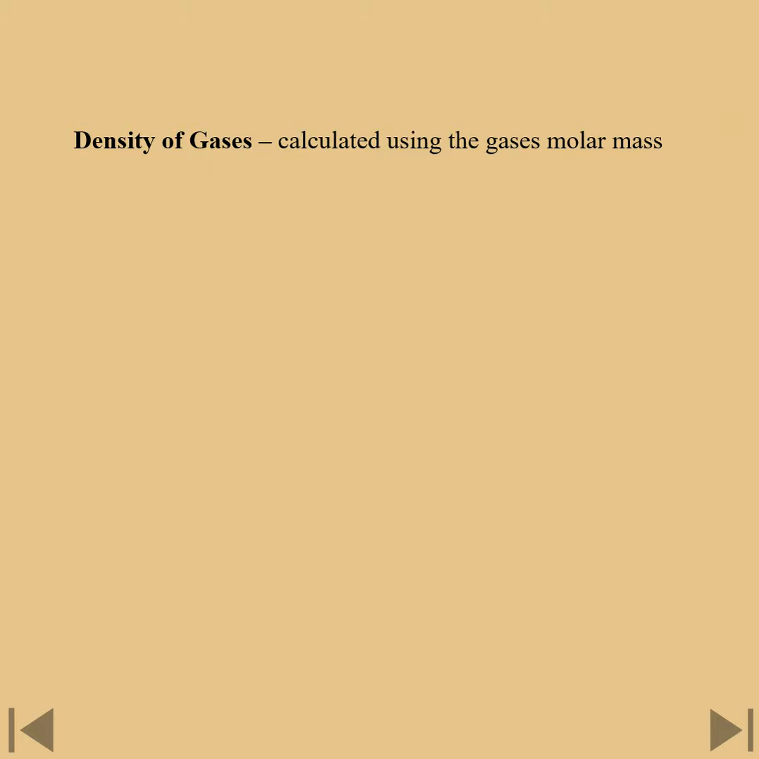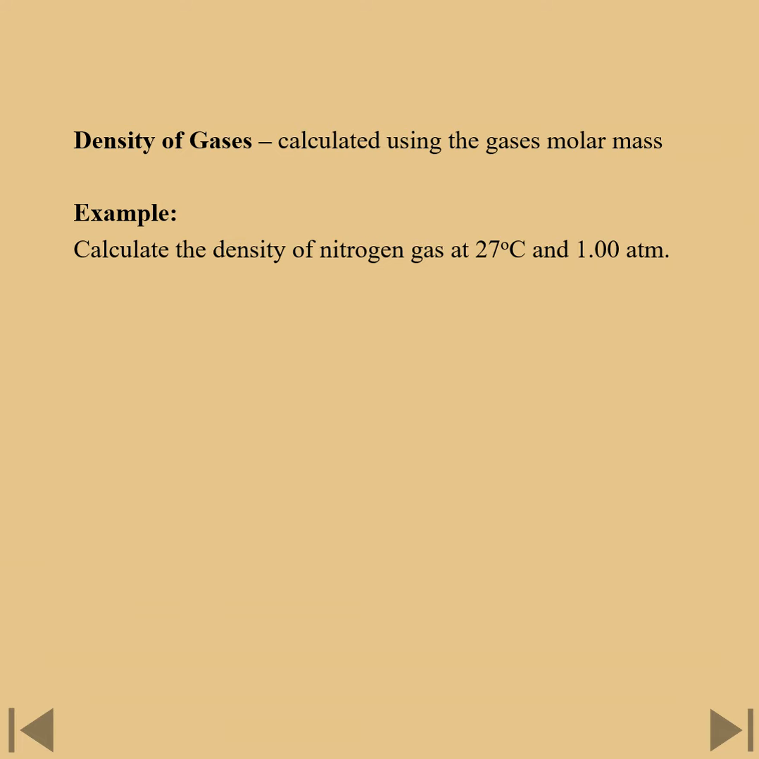Another calculation we can do is to calculate the density of gases, and often it seems like information is missing because one of our data points happens to be the molar mass of the gas. Let me illustrate this with an example. We're asked to calculate the density of nitrogen gas, so that's N2, at 27 degrees C and 1 atmosphere. At first glance, it looks like we don't have enough information. We only have the temperature and the pressure. Well, let's start with our units and see how this goes.